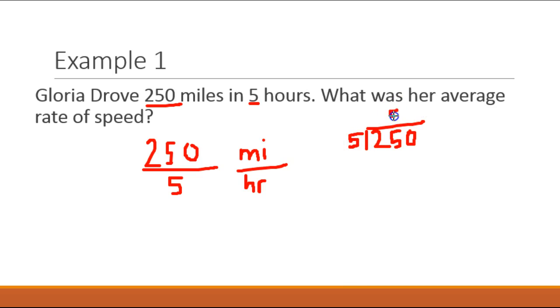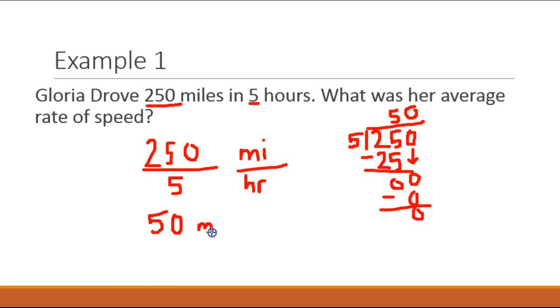5 goes into 25 5 times. 5 times 5 is 25. Now I subtract. I bring down the 0. I'm ready to divide again. 5 into 0 goes 0 times. 0 times 5 is 0. I subtract and I'm finished. So the average rate of speed was 50 miles per hour.